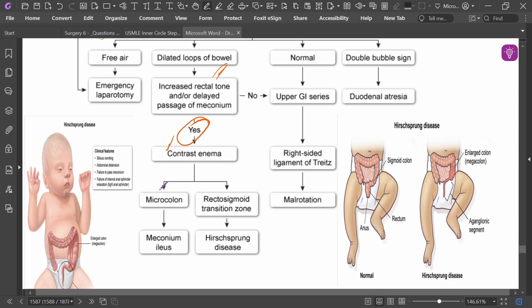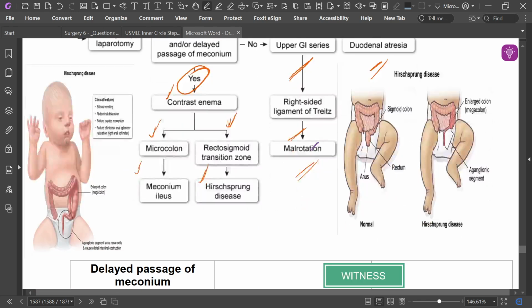In contrast enema, if there is a microcolon, that is meconium ileus. If there is a rectosigmoid transition zone, that is Hirschsprung disease. If it is normal, do an upper GI series: a right-sided ligament of Treitz means malrotation. If there is a double bubble sign, it is duodenal atresia.